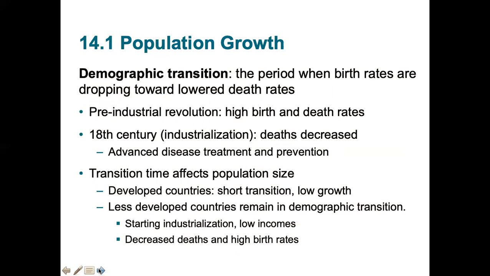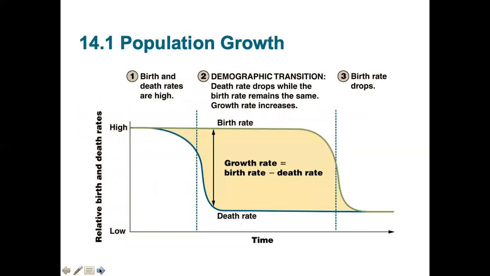Now, there's another term that when we talk about population growth, we use, called demographic transition. And this is when birth rates drop towards death rates. So it's not numbers of births and numbers of deaths, it's rates of birth and rates of death, kind of the same thing in this sense, but I just want to point that out.